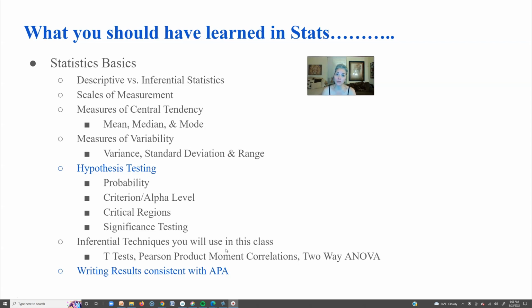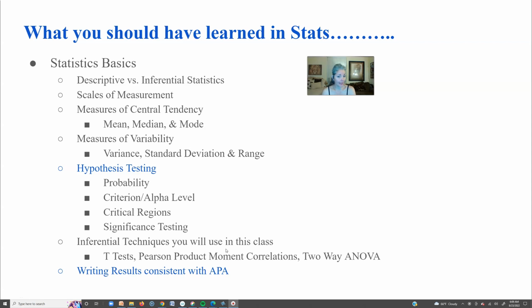You should have learned measures of central tendency, the mean, median, and mode. We will be using those appropriately in the results section as we're describing our statistical analyses. You'll be using measures of variability. We don't necessarily report those in these papers, but we need to understand that behind the scenes, that's effectively what we're comparing between groups, often means and/or variance, right?